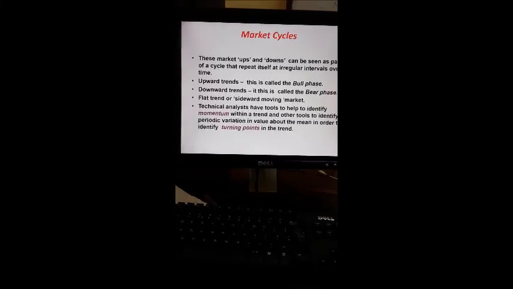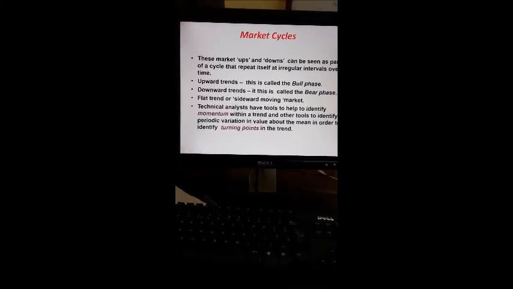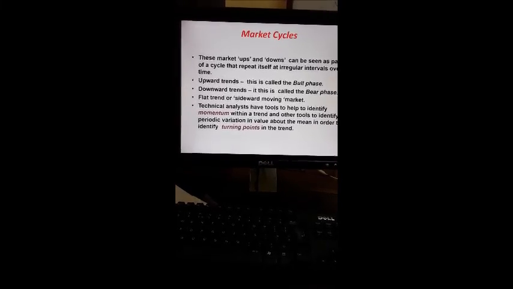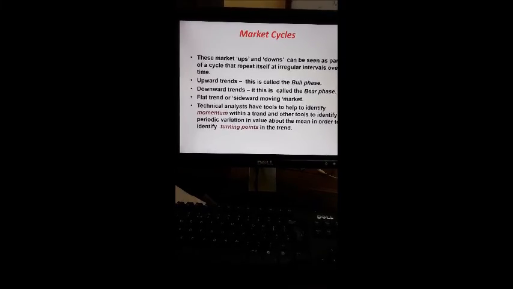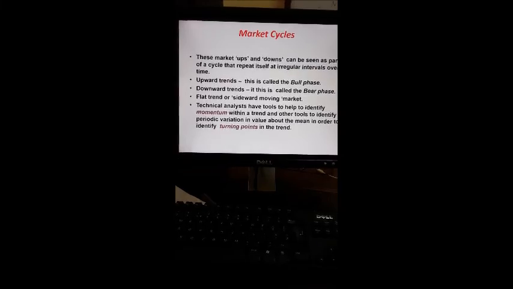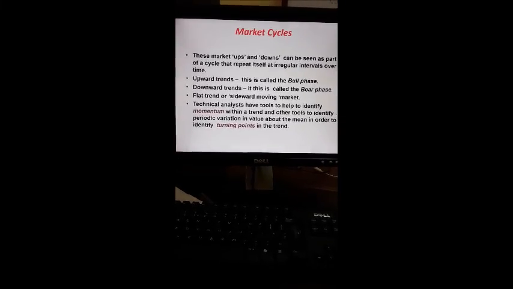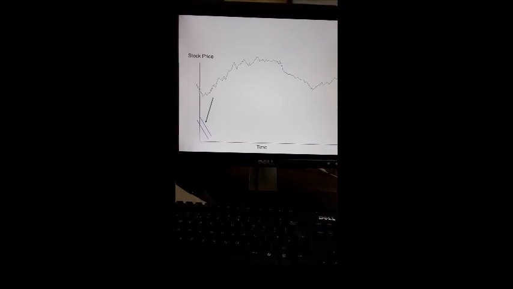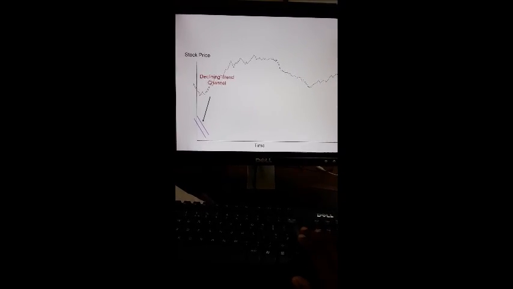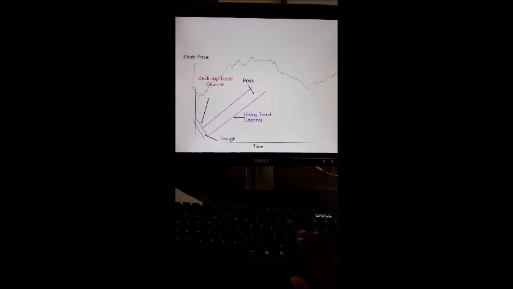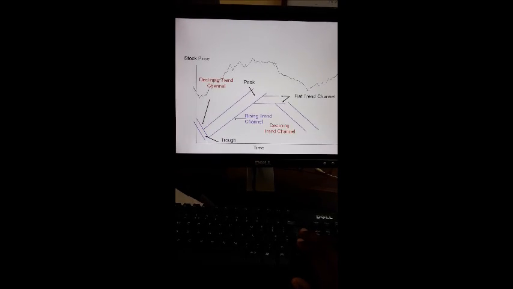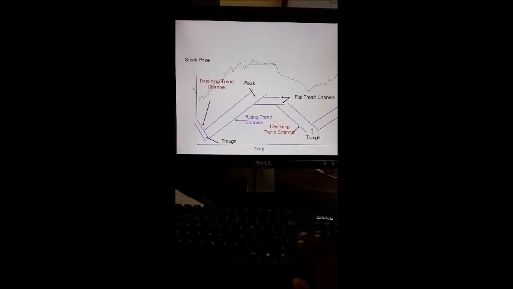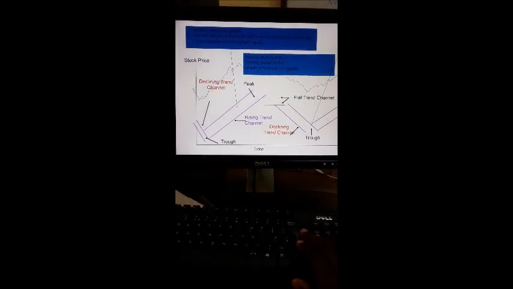Now, technical analysts, those who employ technical analysis, have tools which help to identify the momentum within a trend, and other tools to identify periodic variation in value about the mean in order to identify turning points in the trend. Now we have a graph which shows up and down movement. Technical analysts draw some lines in order to establish the trend.